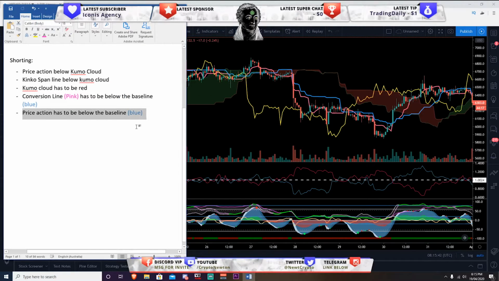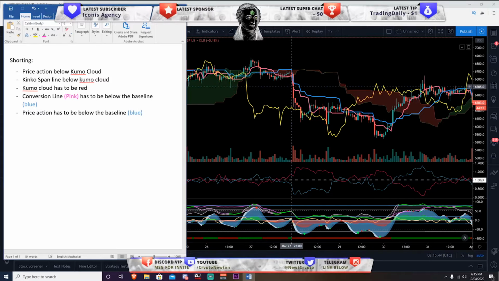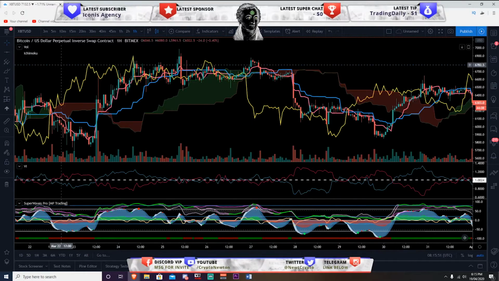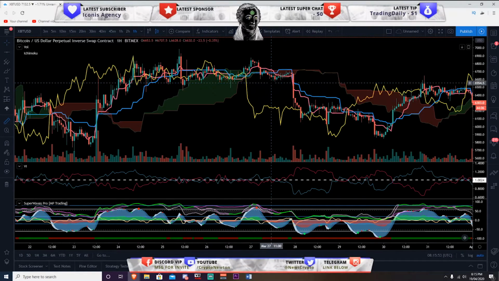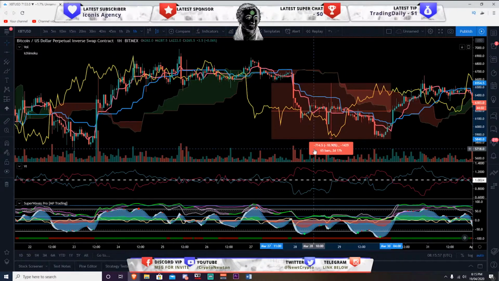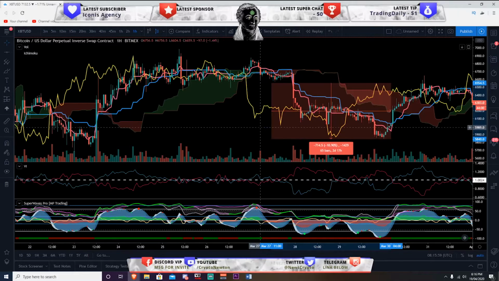The price action has to be below the baseline blue. And it was below the baseline blue right at this area. As you can see, it dropped below at 6,544. Then we had this huge dump to the downside. So let's say you were fast, you knew exactly what you were doing, you put in a short position, 10.9% move to the downside. Absolutely beautiful.